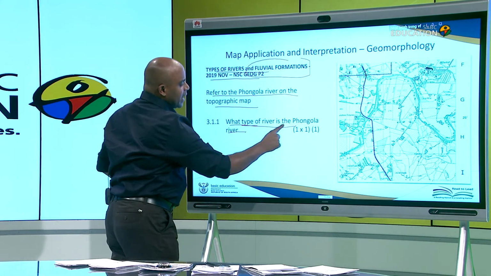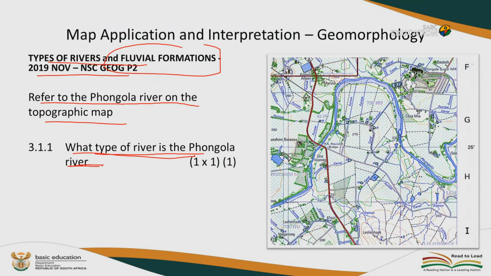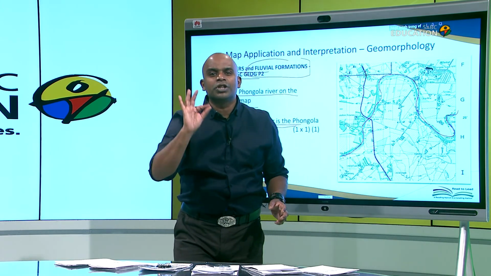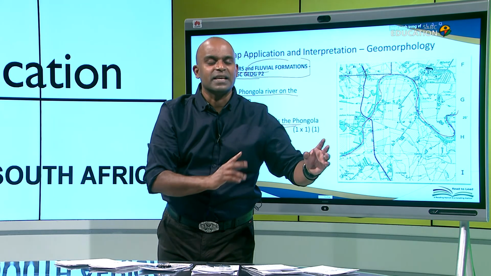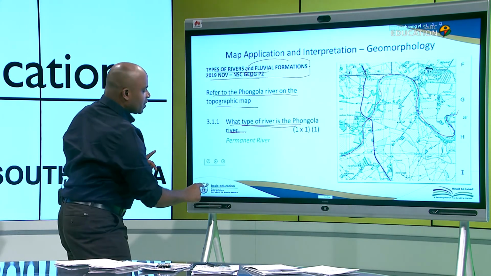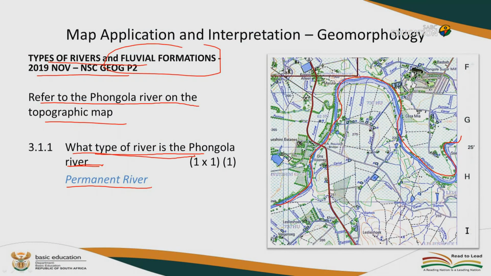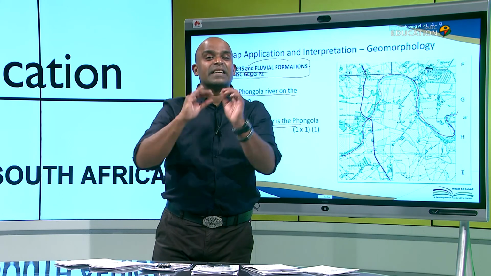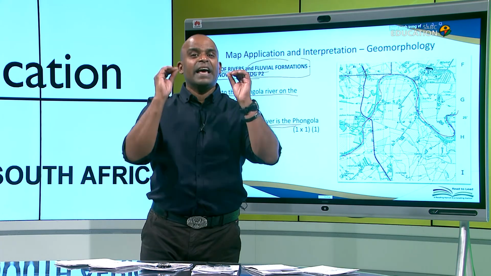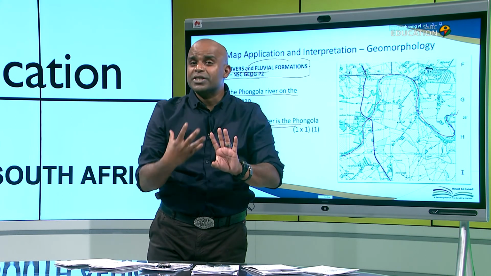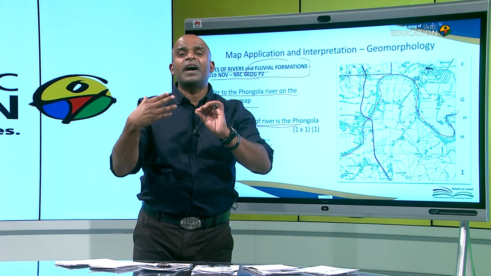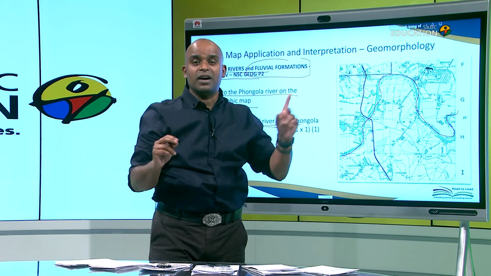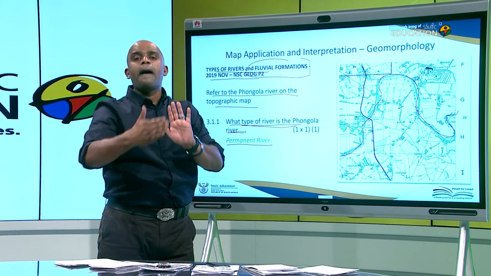Let's look at it. What type of river is the Pongola River? And if you look at the Pongola River as it flows, you'll note the following. Immediately, it is a continuous blue line. And any continuous blue line means permanent, perennial rivers. So, what type of river? Permanent river. Remember, the perennial stream is a symbol. The permanent river is the name or type of river. So this question requires you to name the type of river. It can only be a permanent river. If you're referring to the map, it is a perennial river. So the question requires you to name it as a permanent river.